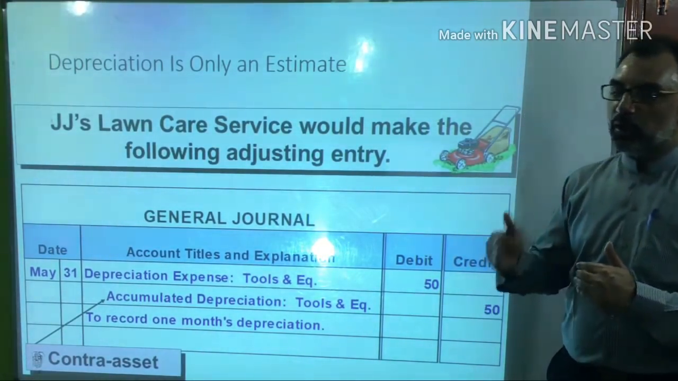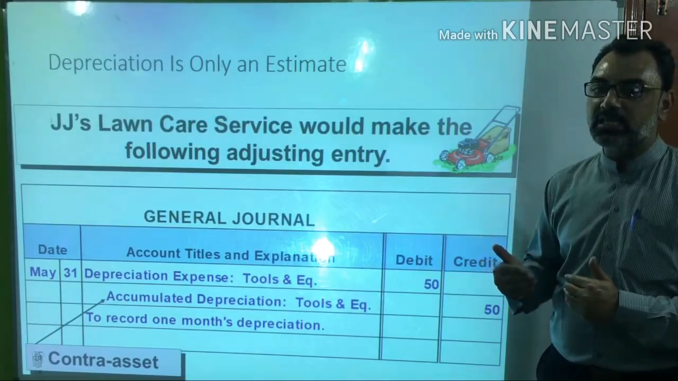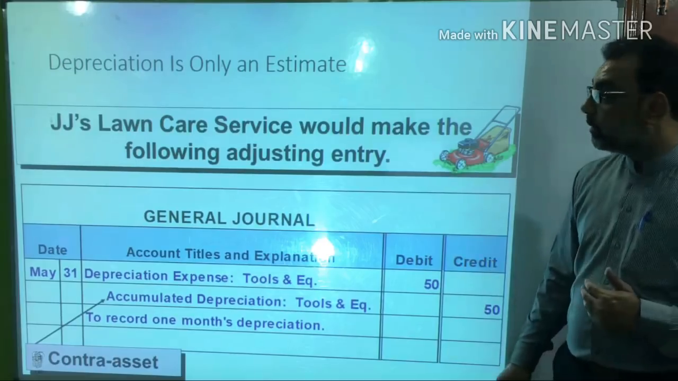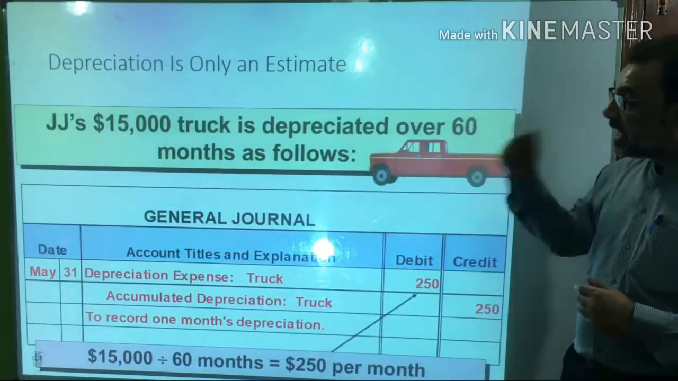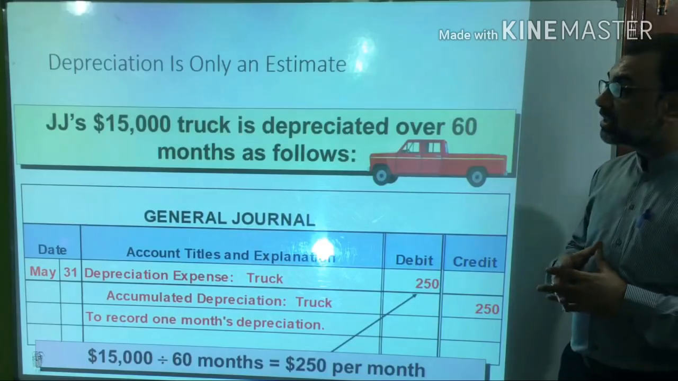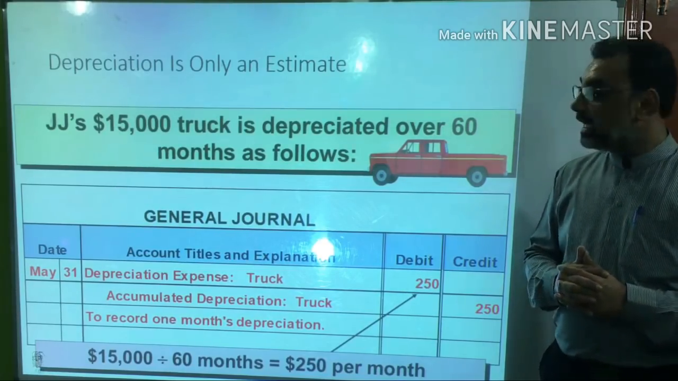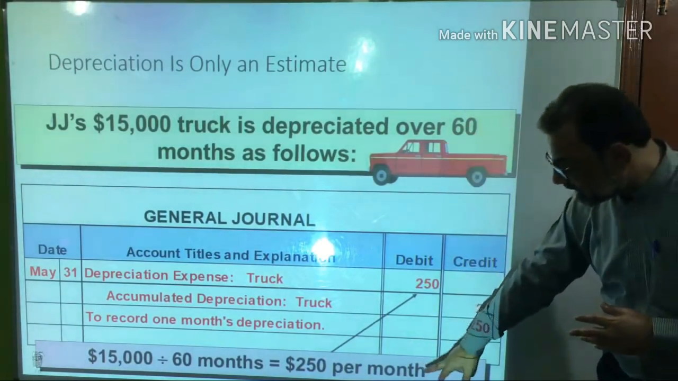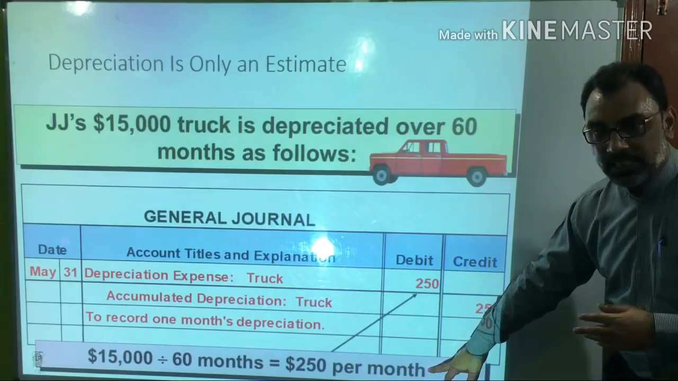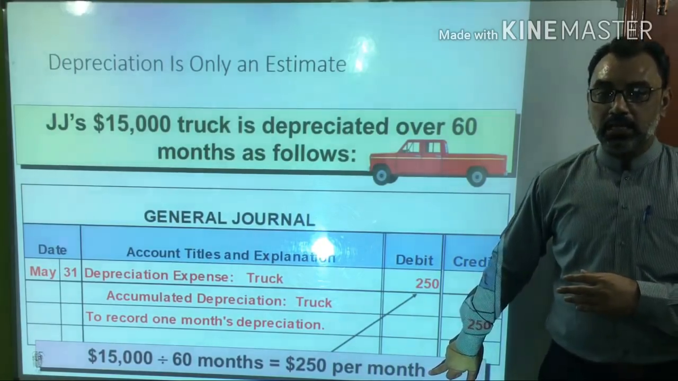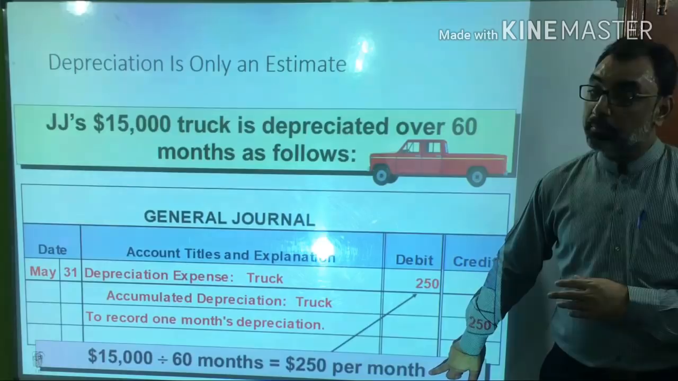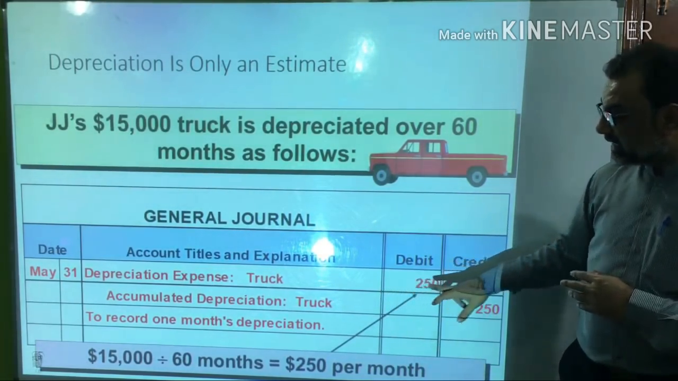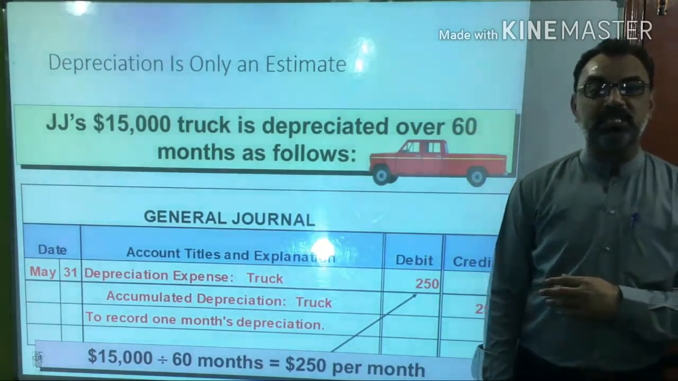Similarly, if you are passing the adjusting entry on a yearly basis, you will divide by the number of years, the useful life of the plant or asset or non-current assets. Taking another example, the cost of a truck is $15,000, depreciable over 60 months. That means 15,000 divided by 60 months. If you are adjusting your records on a monthly basis, monthly depreciation will be 250, and the adjusting entry that would be passed is depreciation expense debit and accumulated depreciation credit.